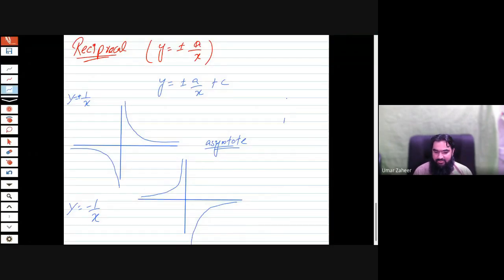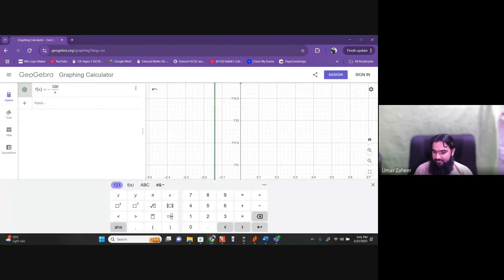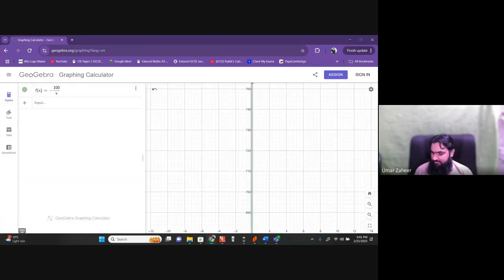So in the reciprocal graph, if you have a positive value, the graph is in the first and the third quadrant. And if it is minus 1 by x or 2 by x or 100 by x, 5 by x, anything, it is going to be in the second and fourth quadrant. And the next thing is, for example, if you are adding something here, because I have to zoom out.